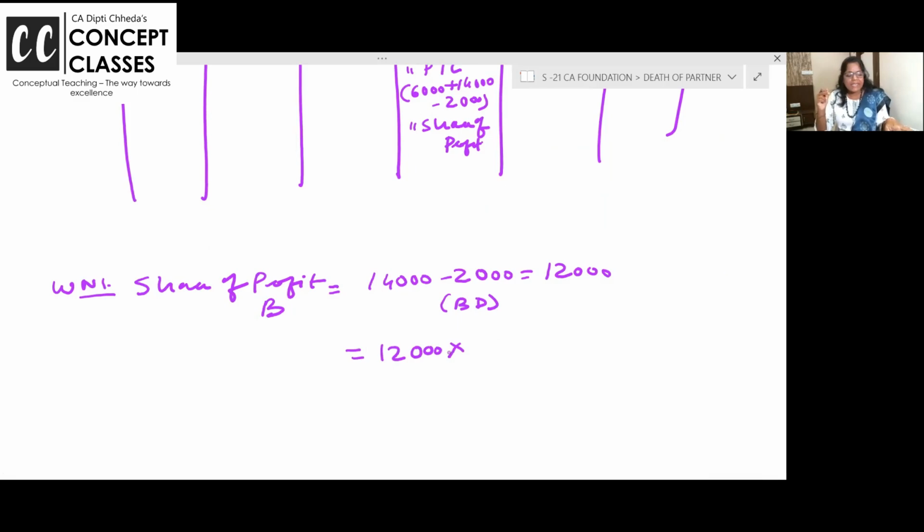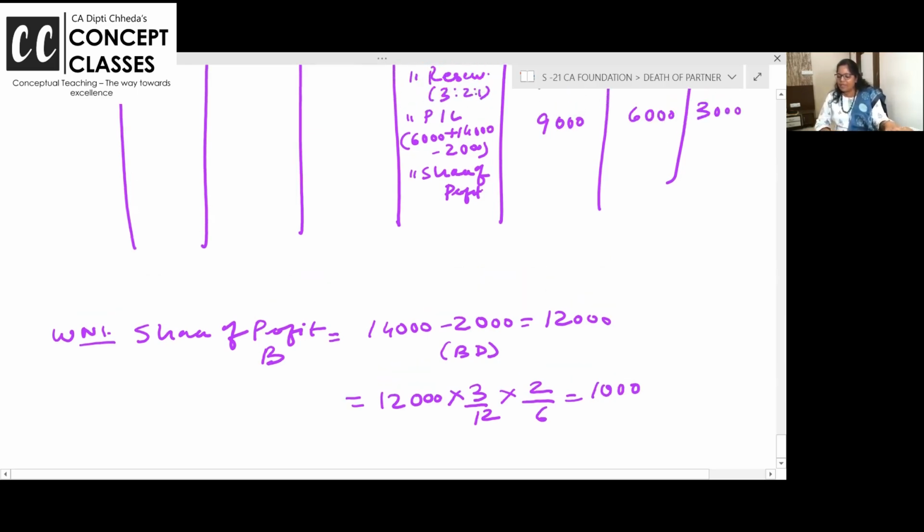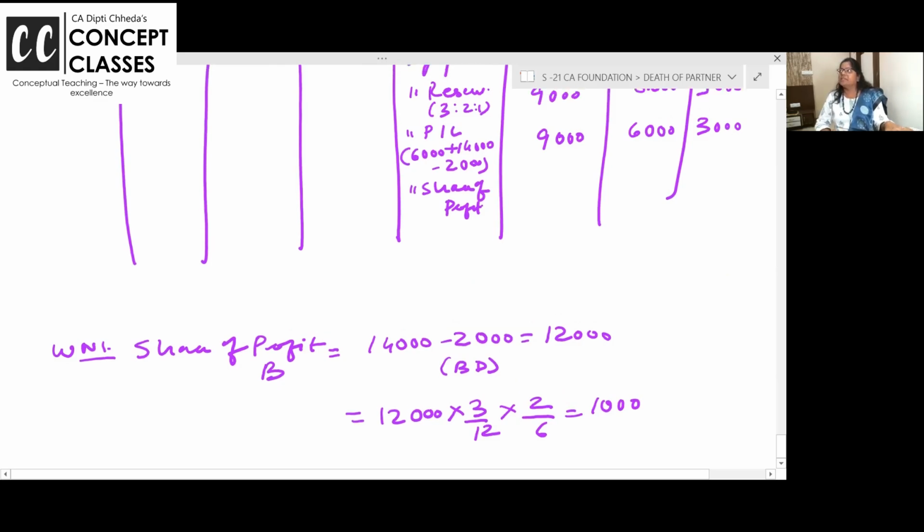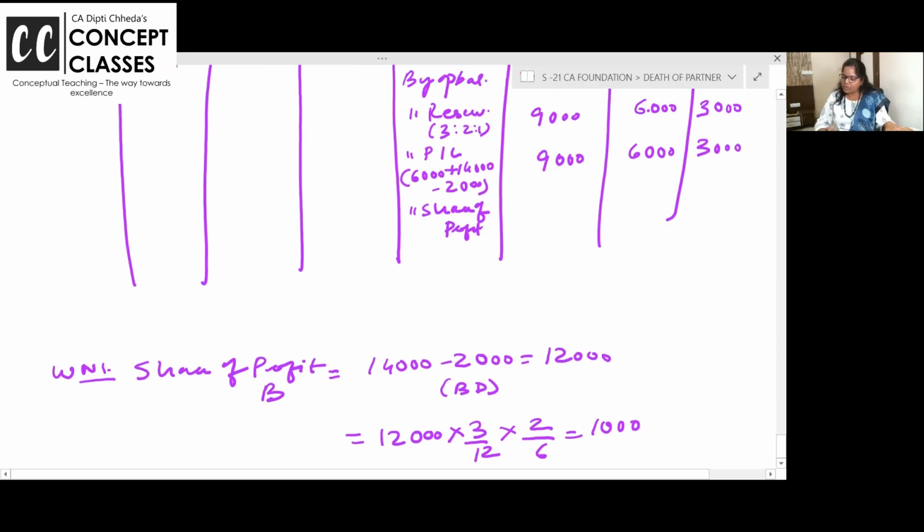You check. I'm waiting. My left hand is on my question. Balance sheet is December and B died in March. So last year's 3 months profit is 3 by 12. In that, what is B's share? 2 by 6. 12,000 into 3 by 12 into 2 by 6. How much are you getting? 1,000. Share of the profit: 1,000.